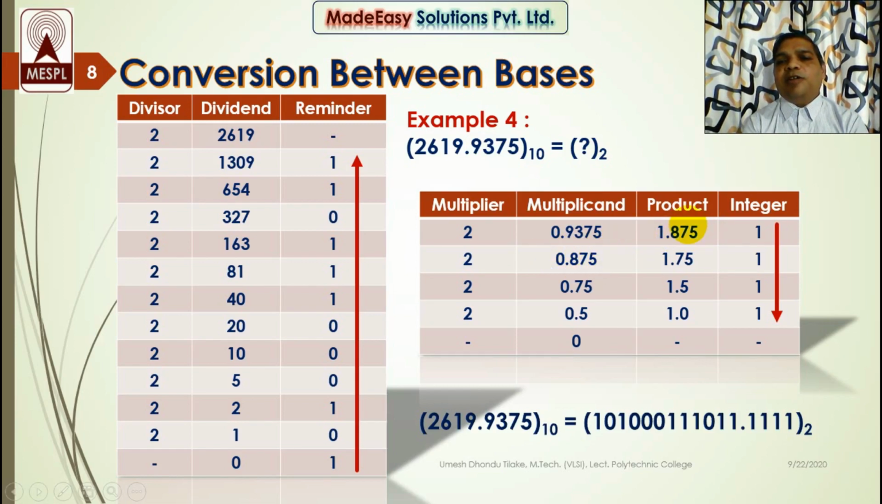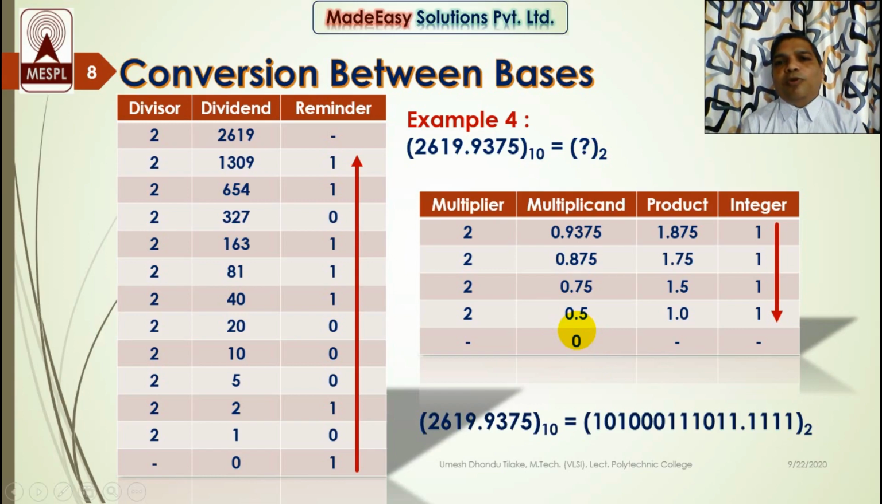The remaining fractional part of the first product is multiplied by 2 again, and we consider the integer part of the product again, and the remaining fractional part is again considered in the next multiplication. We have done this until we get 0 as a multiplicand. If we do not get 0 as a multiplicand, then we continue this process up to 5 steps, but here we got the multiplicand as 0 in the 5th step.